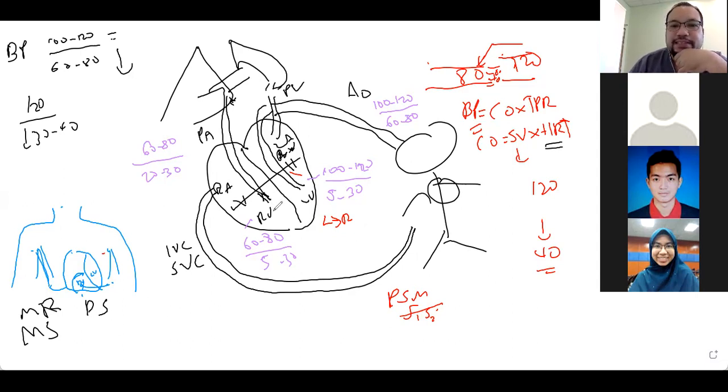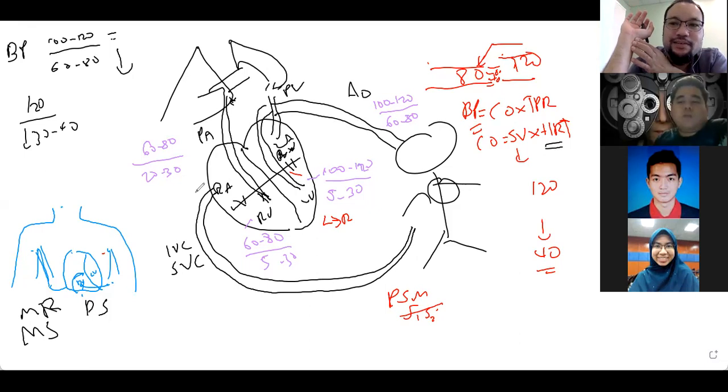PS, what happens to the lungs bila ada PS? What happens to your blood pressure bila ada PS? Increase. Kenapa increase? Sebab more resistant masa dia nak keluar tu. But do you measure PA pressure? Bila you rasa pulse kan? You rasa pulse. Do you rasa PA punya pressure tak? Tak, you only rasa AO punya pressure kan? So PA pressure, you tak reflected dekat pulse.